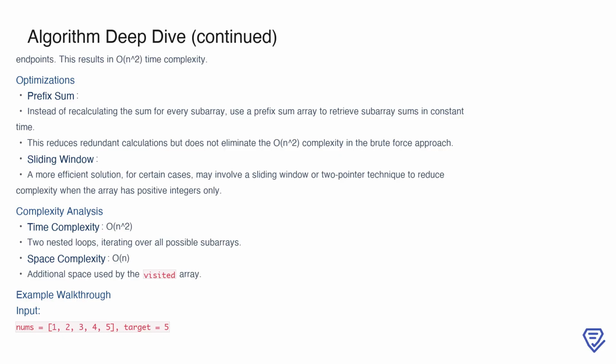Another potential optimization involves using the sliding window or two-pointer technique, which is particularly effective when the array contains only positive integers. This method dynamically adjusts the subarray boundaries, reducing the need for nested loops and improving efficiency in specific scenarios. When considering complexity analysis, the brute force approach maintains a time complexity of O(n²) due to the two nested loops, while the space complexity is O(n), primarily due to the visited array. These optimizations and their trade-offs are important to consider as we aim for a more scalable solution.